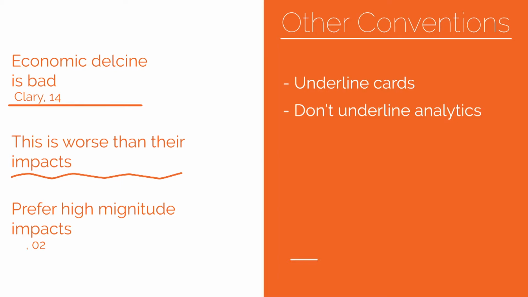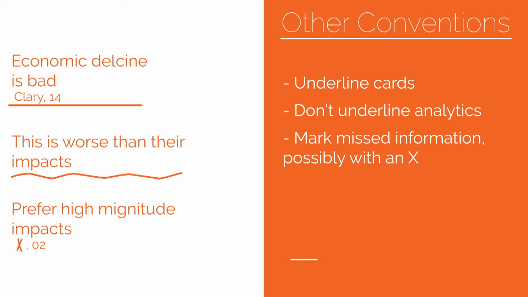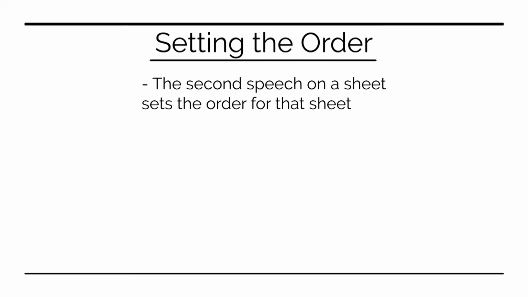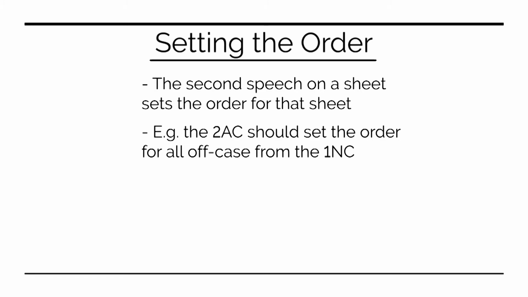In addition, if you miss something within the debate, put an X, like say you miss an author name or a year, put an X and then clarify within cross-X or look at your speech doc, go back later, so that there are no holes in your flow and you remember that you need to fill the stuff that you missed. Another key tool is that you want to flow the affirmative and the negative in different colors. That way it helps your brain to process information and understand which arguments are coming from which side. The second speech on any particular sheet should set the order. So on any negative off-case position, the 2AC should set the order for how the rest of the debate is going to go down on the line by line or on the flow.